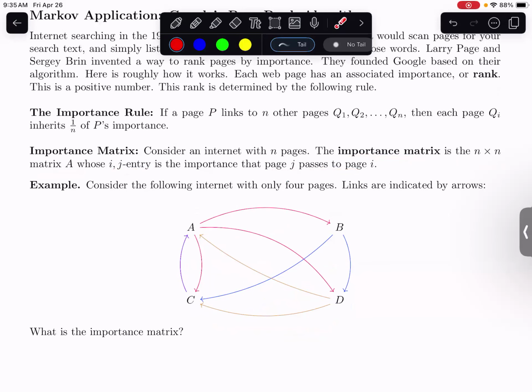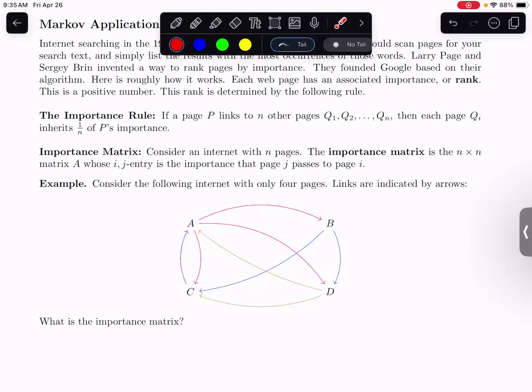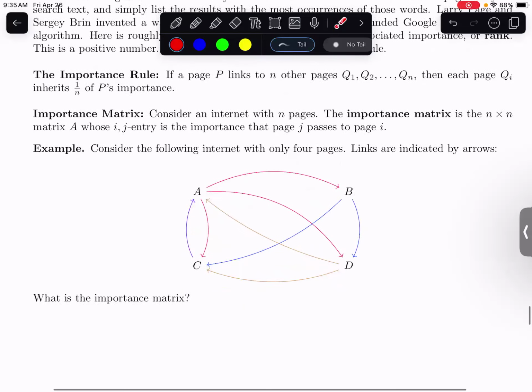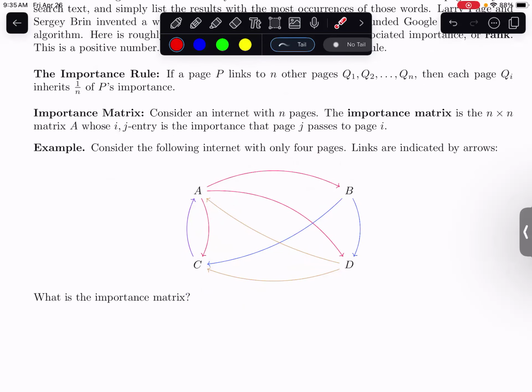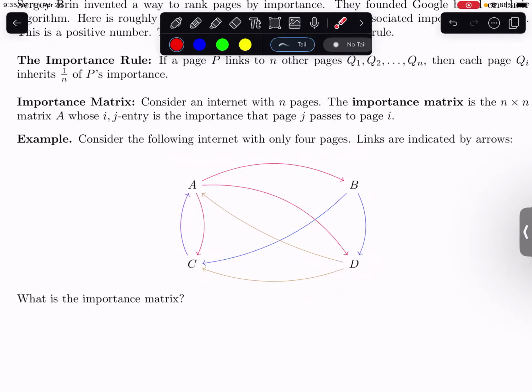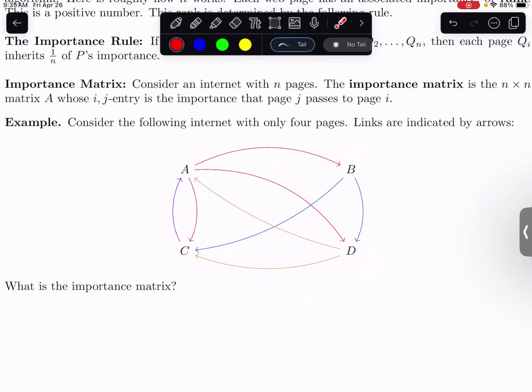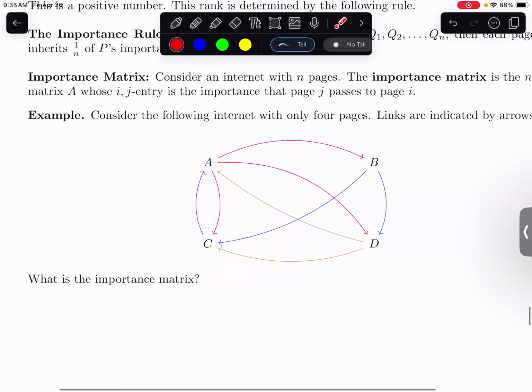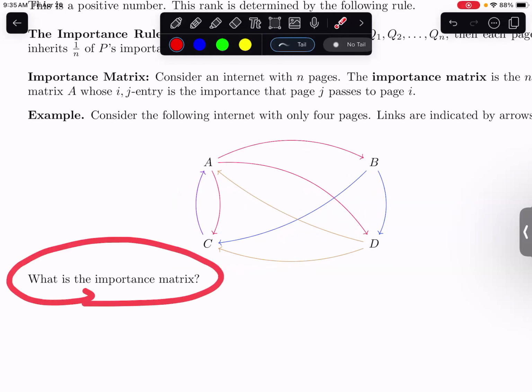Again, I think it helps to see someone write out an example to understand how to create these importance matrices. We're going to consider the following internet that only has 4 pages. The pages are A, B, C, and D, and the links from one page to another are denoted by these arrows. A links to B, and A links to D, as well as C. Then you can follow the same logic for the other pages. It wants us to determine what the importance matrix is going to end up being.